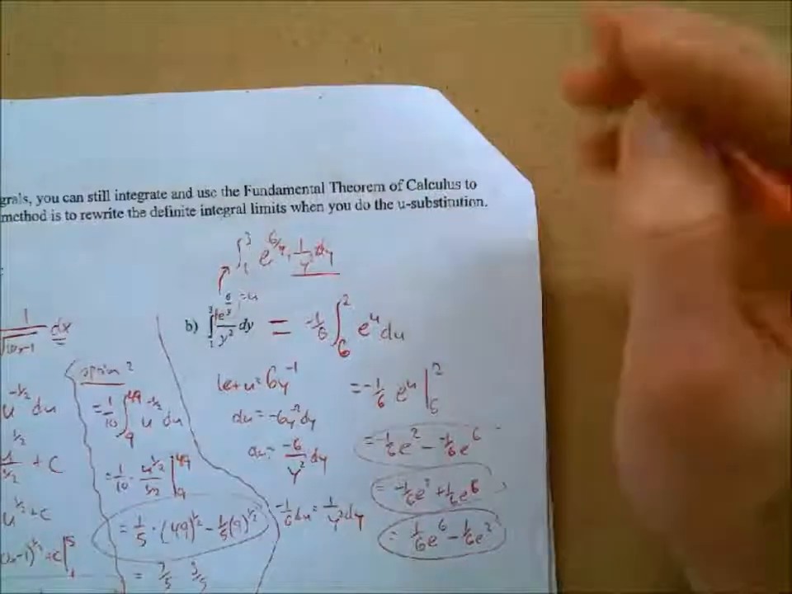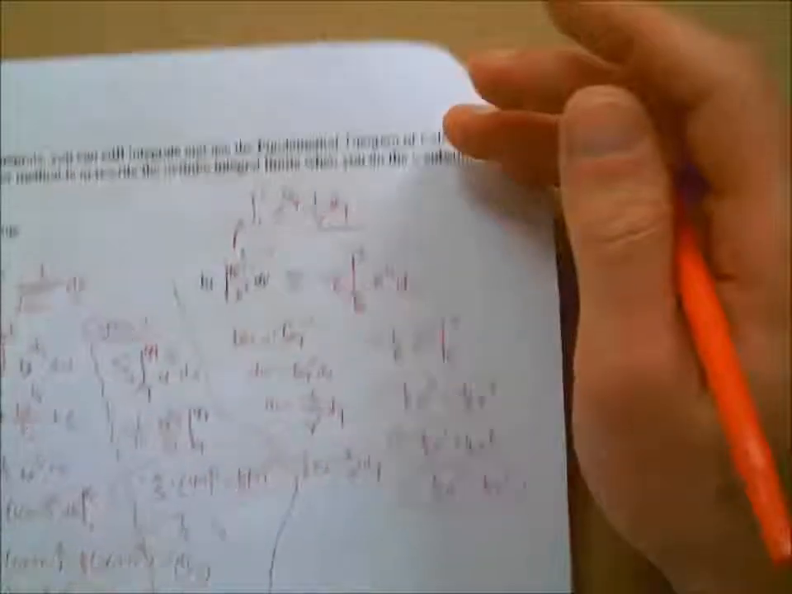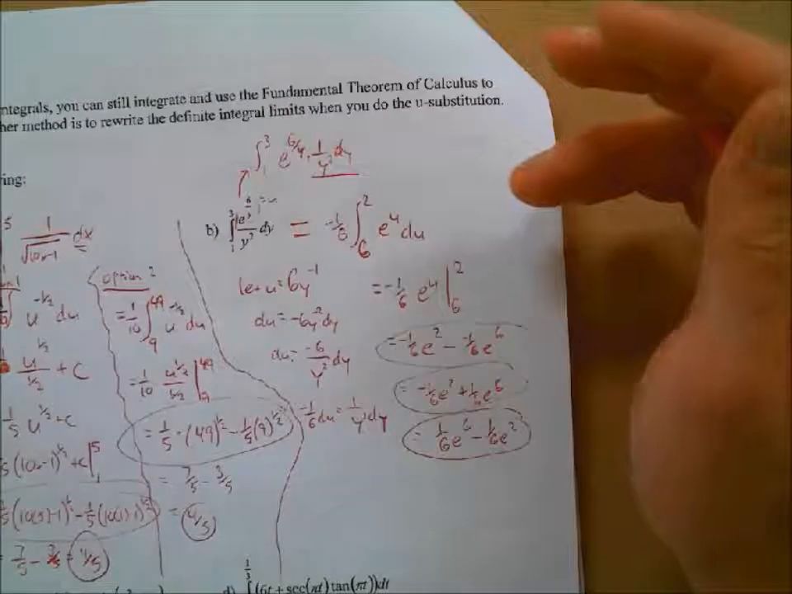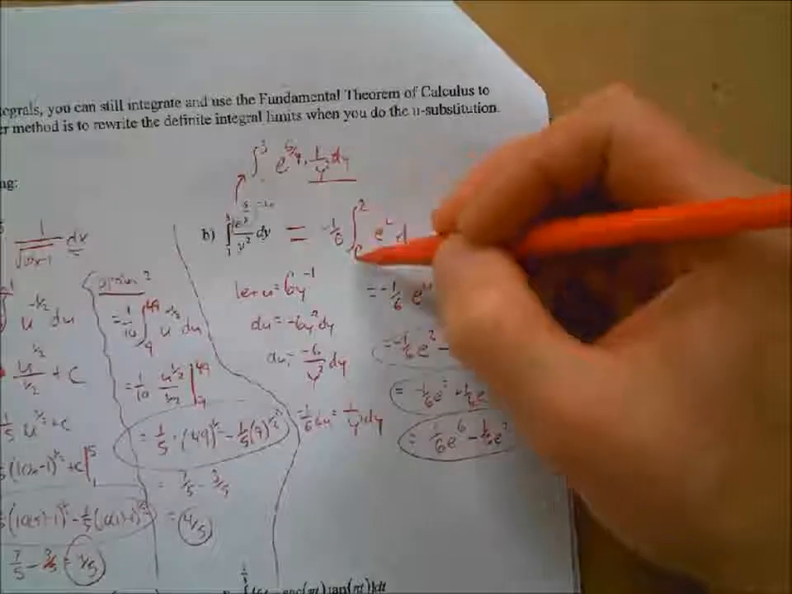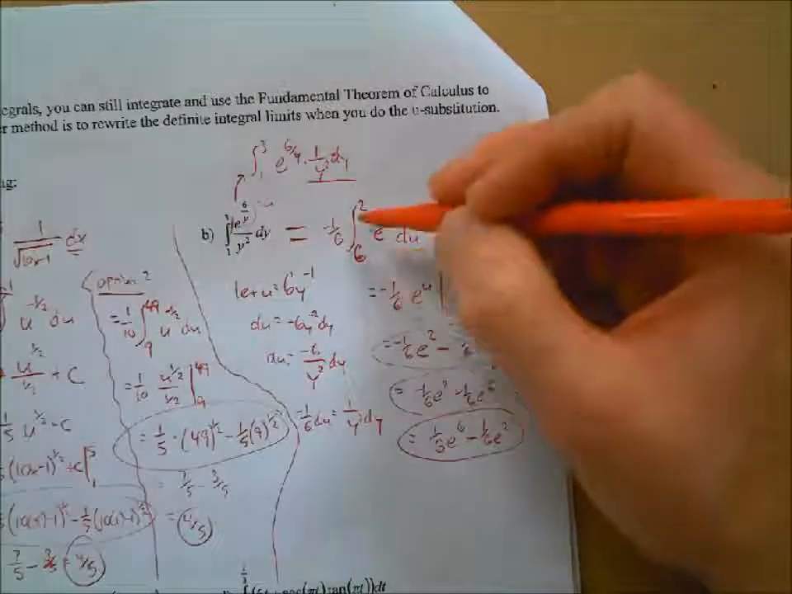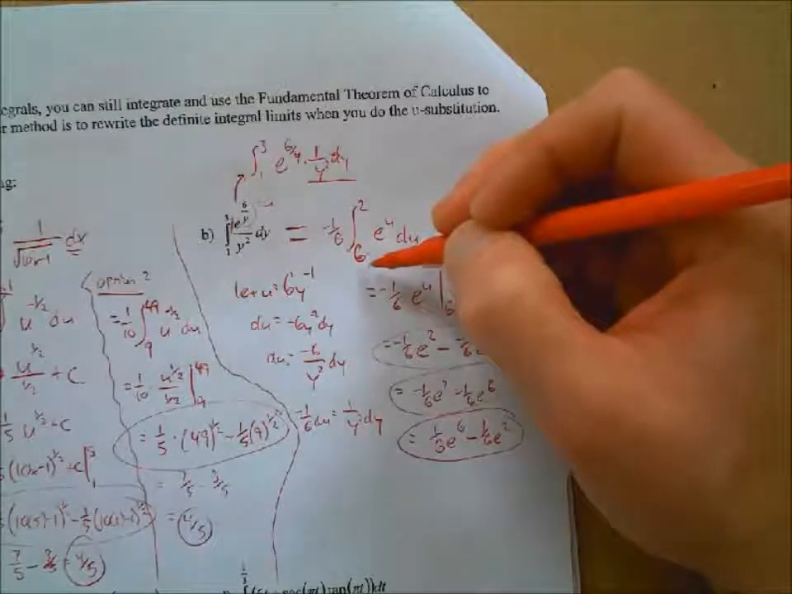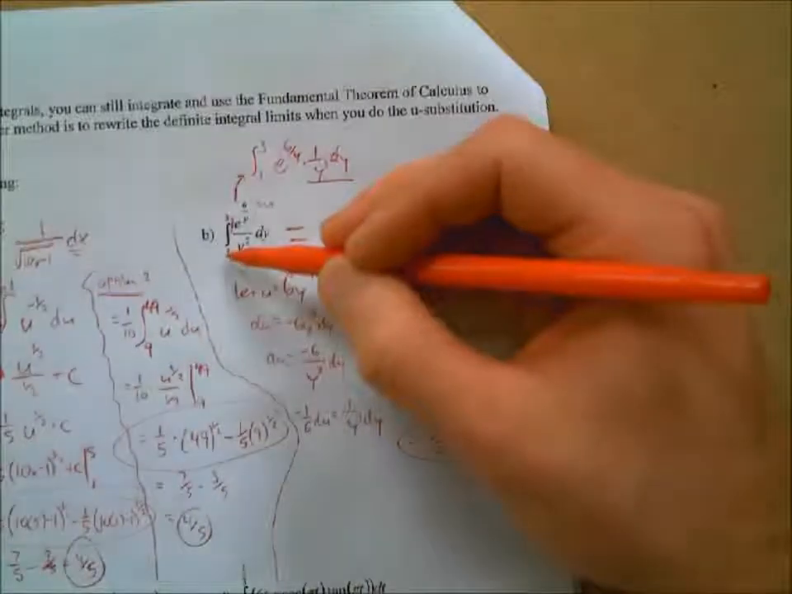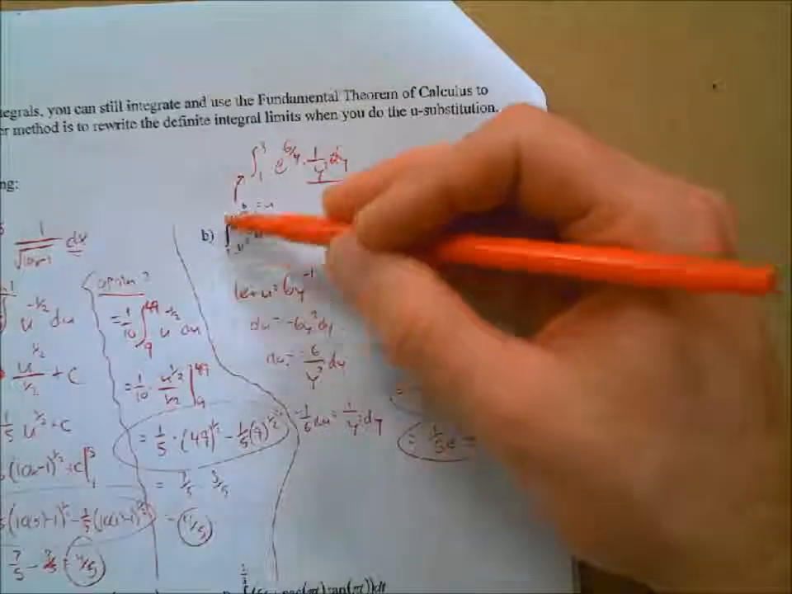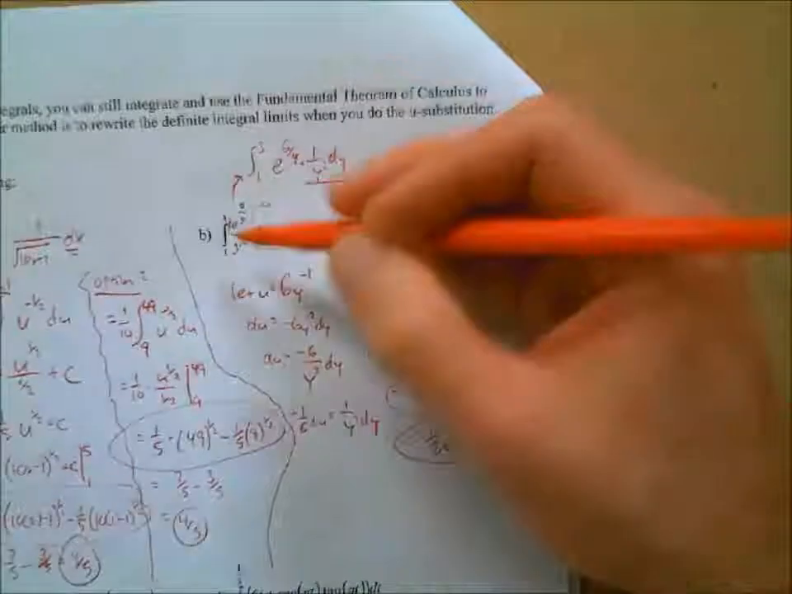So which one did you plug in to get the new limits of integration? So what are these limits of integration? They are in terms of what variable? Y. Okay, sorry, you were right. They are in terms of u. This is the y variables.